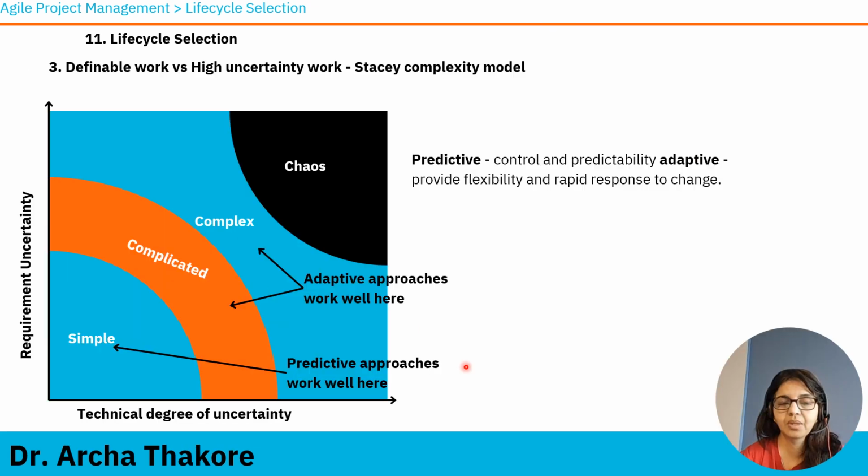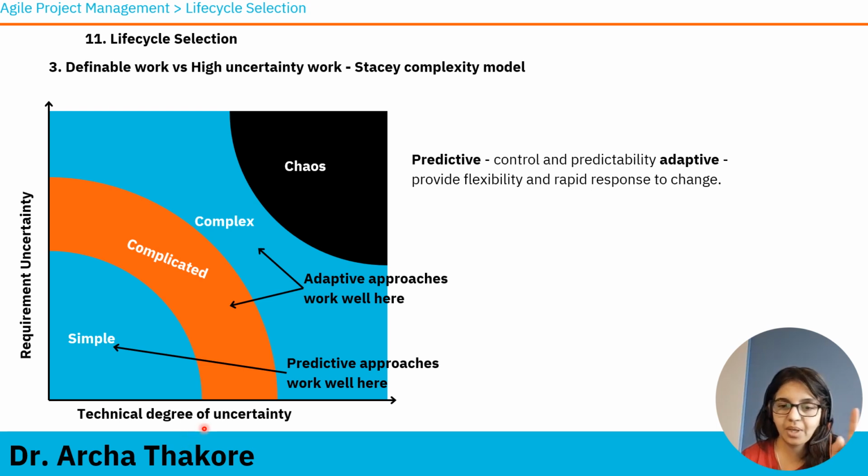Moving on. Now there is a model which is the Stacey complexity model. This is used in the Agile Practice Guide by PMI, to explain how predictive and adaptive approaches suit the scenario. As you're seeing here, there are four zones based on requirements and technical uncertainty. What is requirement uncertainty? That we don't know exactly what is needed. If the customer is not sure what is needed and wants to explore as the project progresses, the uncertainty is more.